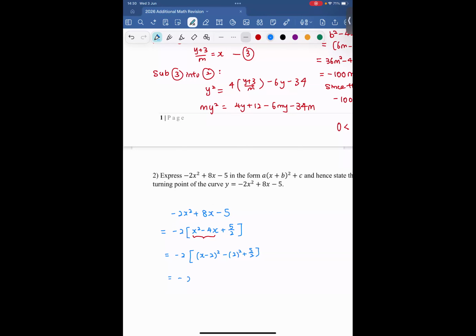Do a calculation. This will be minus 4, so it's minus 3 over 2. Then after that, distribute the negative in.